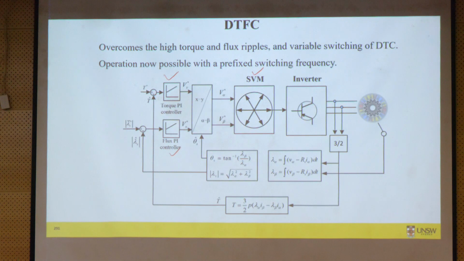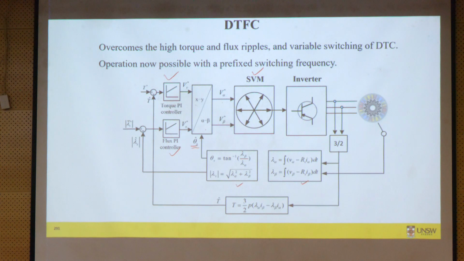So you eliminate switching, although we are still estimating the flux the same way as before. Everything, the theory, is still the DTC theory, but we are doing a transformation now. To apply SVM, we need the reference voltages, right? Only then can we do SVM or SPWM. So how do we calculate the reference voltages?